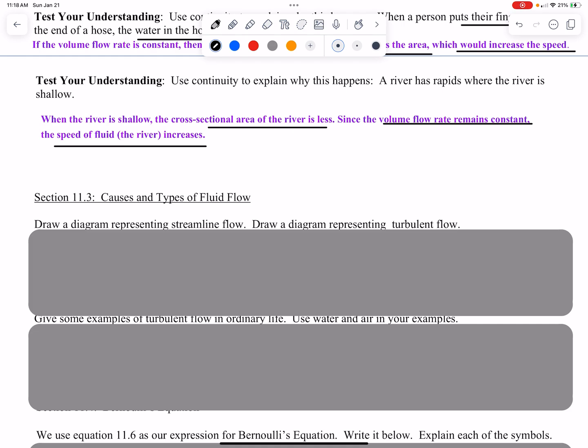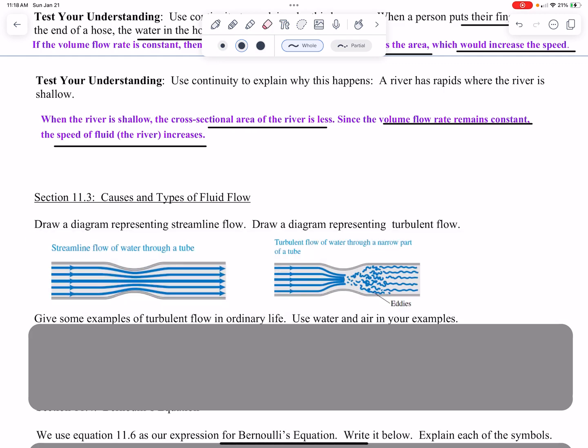Section 11.3, causes and types of fluid flow. Draw a diagram representing streamlined flow. Diagram the situation that represents turbulent flow. Okay, you can sketch these yourself, but with streamlined flow, essentially you can see the flow of the fluid is, as the name streamline would suggest, uninterrupted.